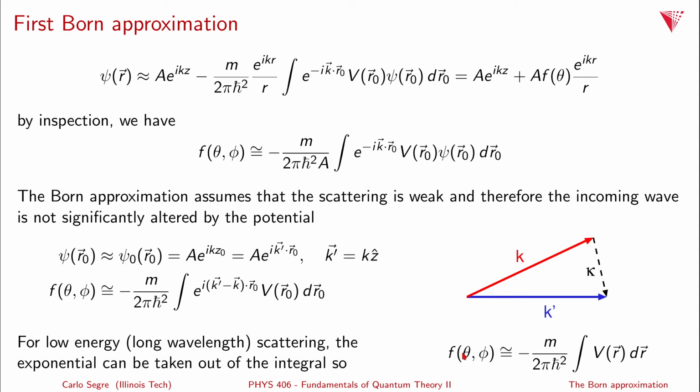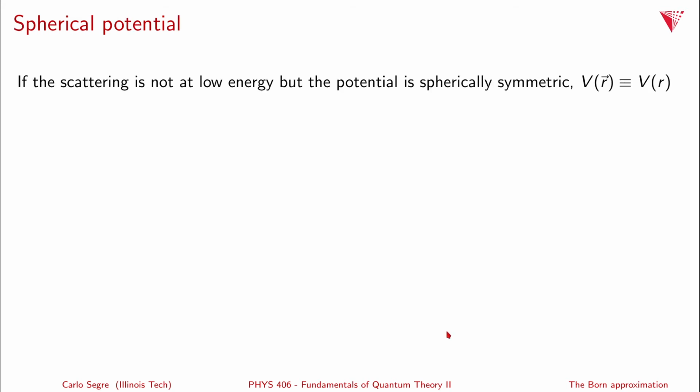F of theta and phi is equal to minus m over 2 pi h bar squared integral of V of r dr. So for long wavelength scattering, this is the Born approximation for the scattering factor. And we'll see some examples of that later on.